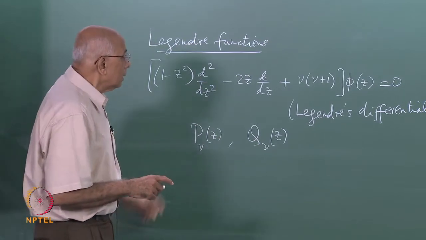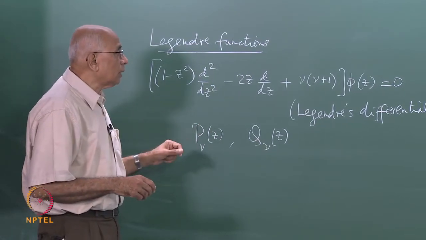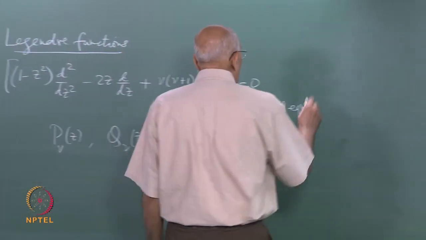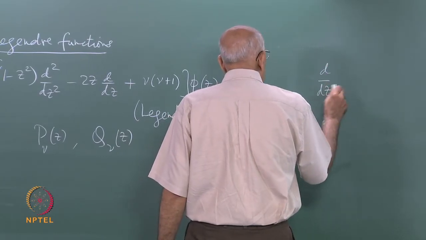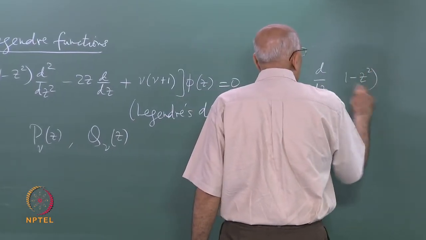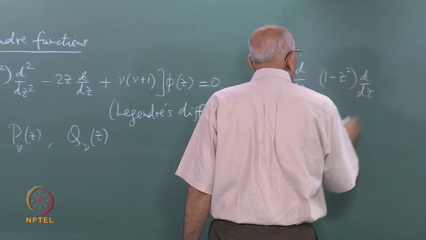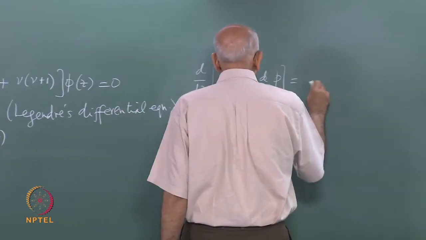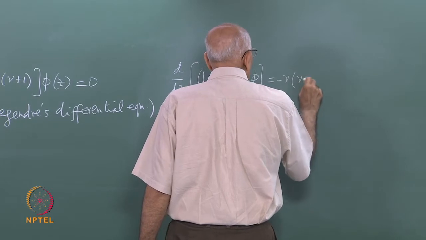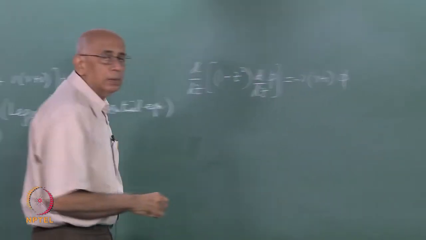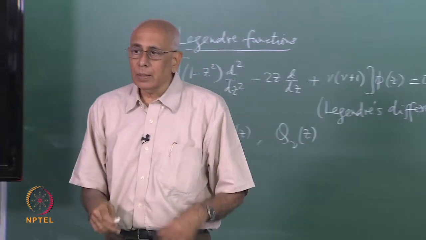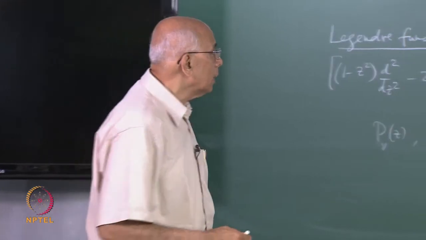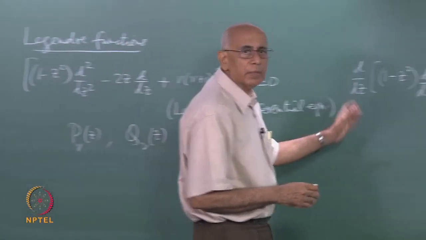There are several things you should observe about this equation. The first one being that this is really an eigenvalue equation for the following quantity. So you could also write it as d/dz of (1 minus z squared) d/dz phi is equal to minus nu times (nu plus 1) phi. So cast in this form it comes under the category of what are called Sturm-Liouville equations, the Sturm-Liouville problem, and then there is a huge literature which tells you how to solve such equations and so on.